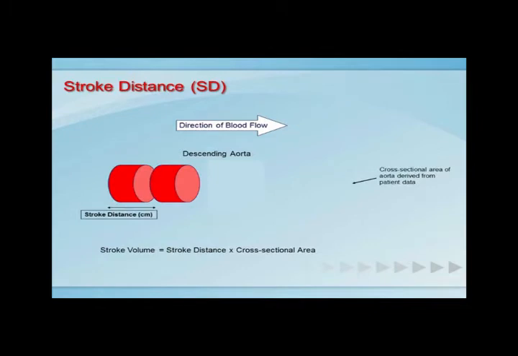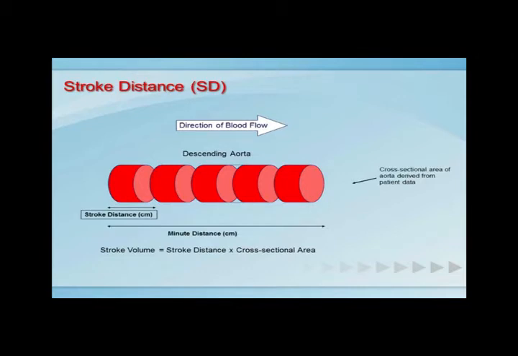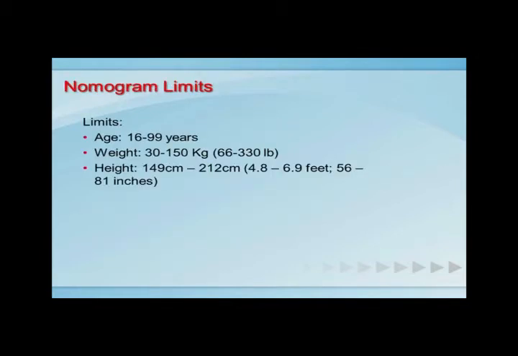Stroke volume equals the stroke distance times the cross-sectional area of the descending aorta. The cross-sectional area of the aorta is based on the nomogram of the age, weight, and height. The nomogram limits are ages 16 to 99 years, weight 30 to 150 kilos, or 66 to 330 pounds. Height is 149 centimeters to 212 centimeters, or 4 foot 8 inches to 6 foot 9 inches.